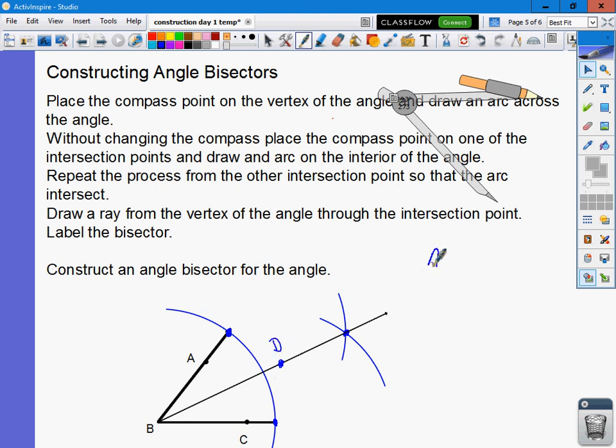So I should now know that angle ABD is going to be exactly the same as angle DBC. Whatever this one measures, this one's going to measure exactly the same thing.